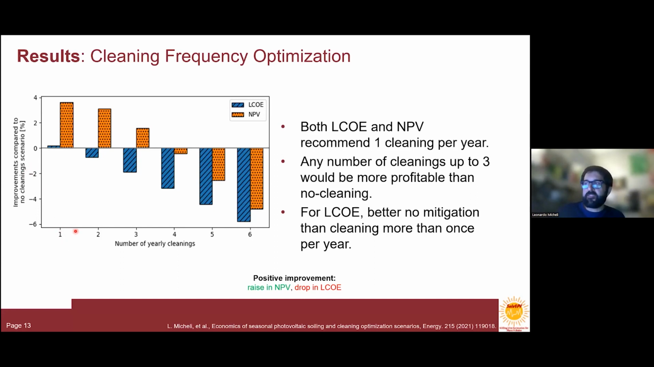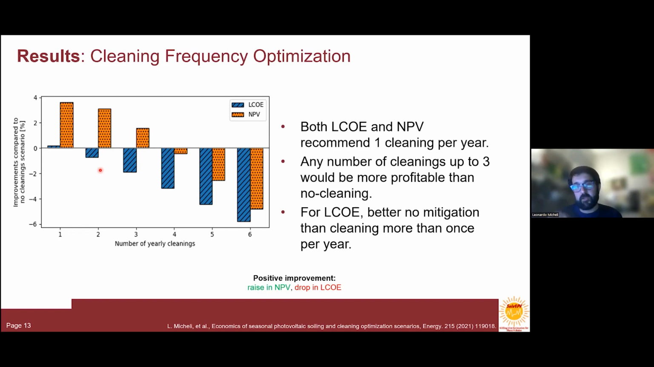As you can see in both cases, if we clean once per year, we get the highest improvement, both for LCOE and for NPV. So both the metrics are optimized if we do at least 1 cleaning per year at that site. However, what is even more interesting is what happens if we increase the number of cleanings per year. As you can see, the improvement now is negative for LCOE. So if we do 2 or 3 cleanings per year, the LCOE is actually increasing. We are increasing the cost for producing the kilowatt hours of PV energy that we are producing.